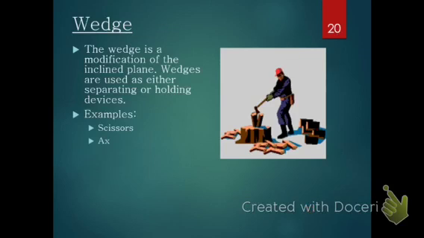Okay? All right, the wedge. The wedge is a modification of the inclined plane. Wedges are used either as separating devices or holding devices. Right? A good example of a wedge is an axe. So again, an axe is not just a lever, but it's also a wedge.